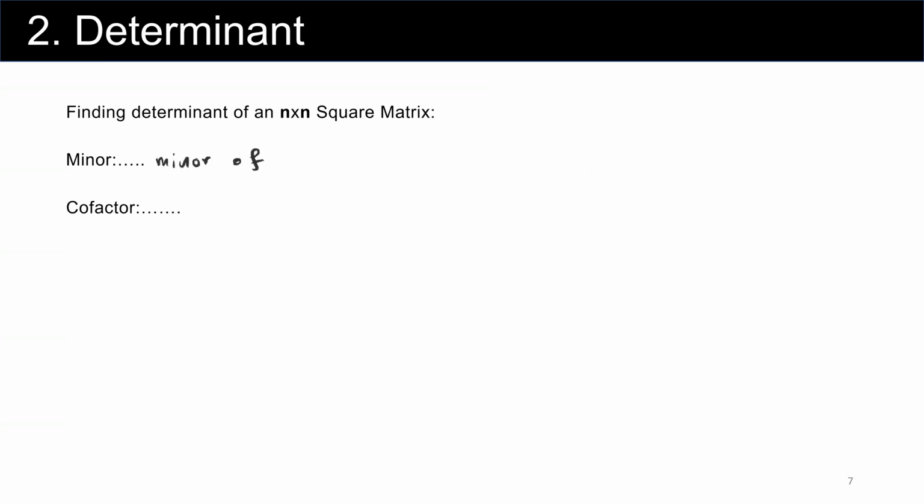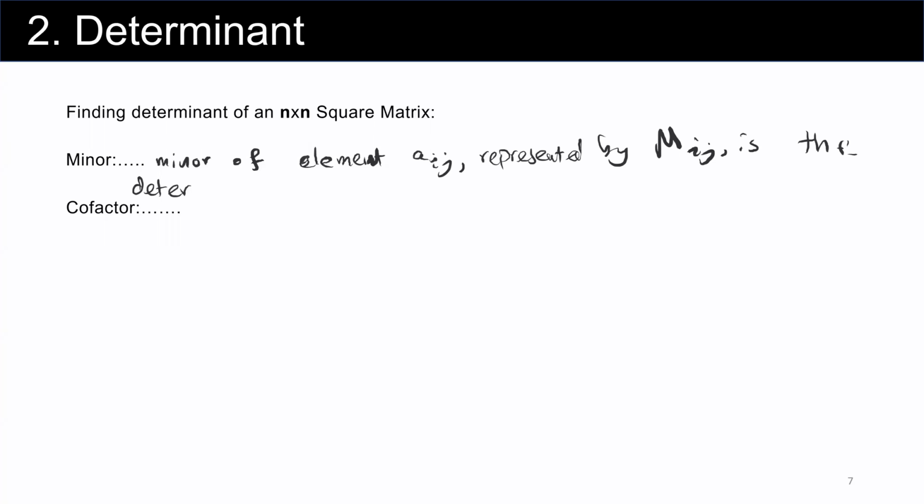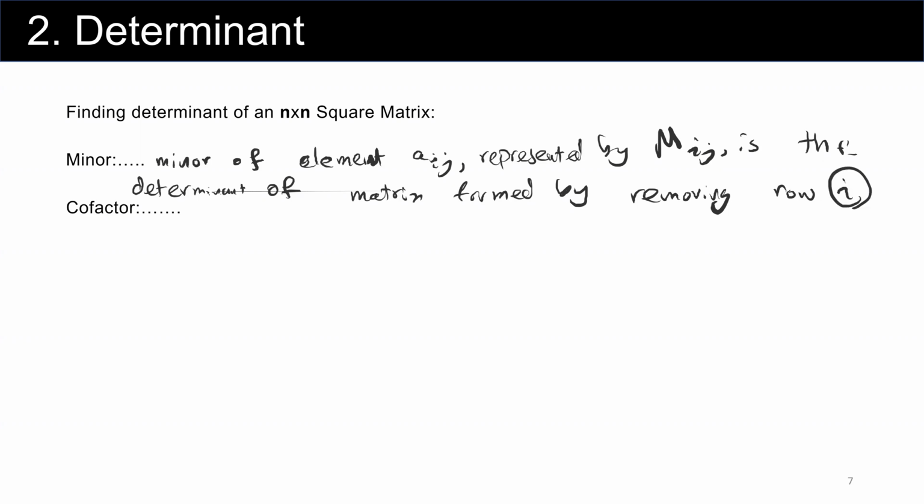Minor of element Aij represented by Mij is the determinant of the matrix formed by removing row i and column j of matrix A.